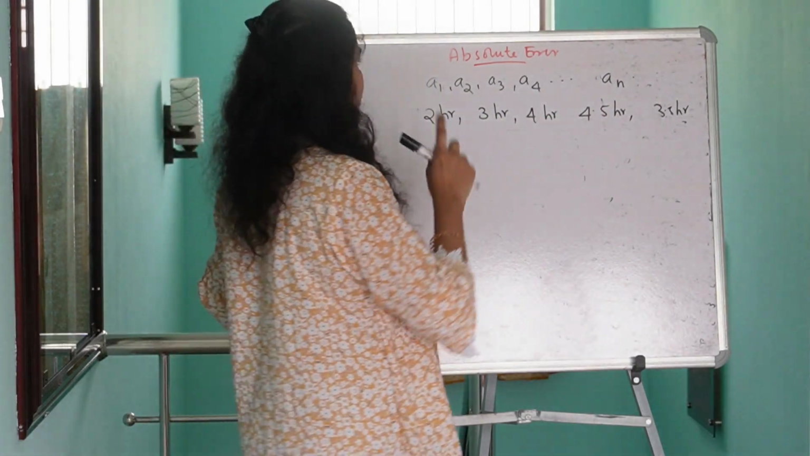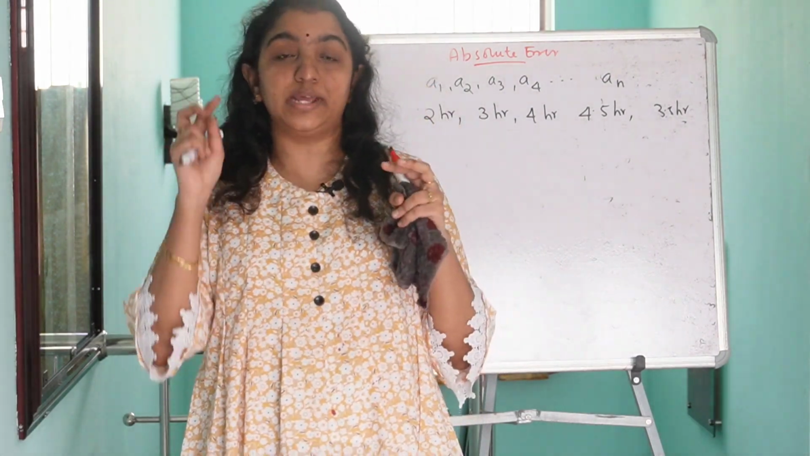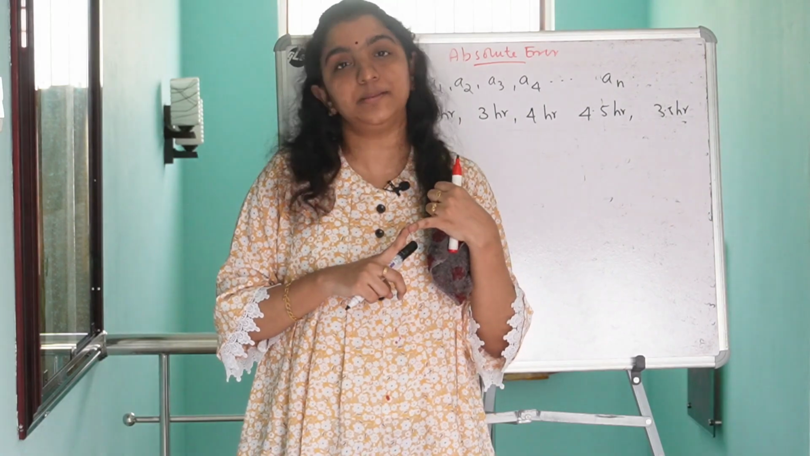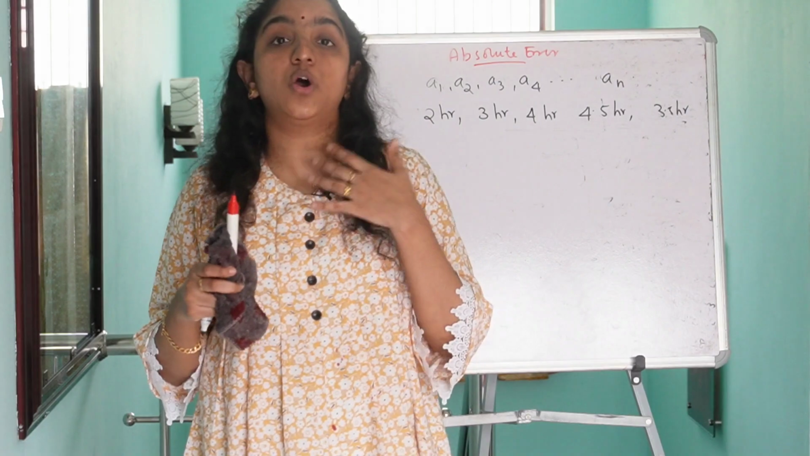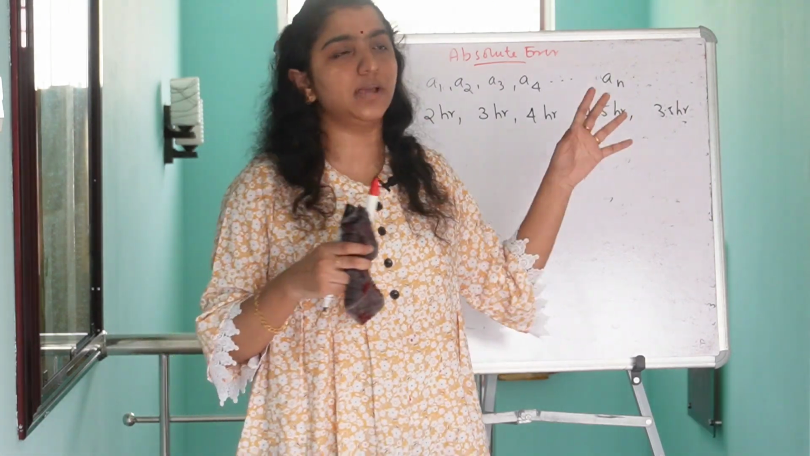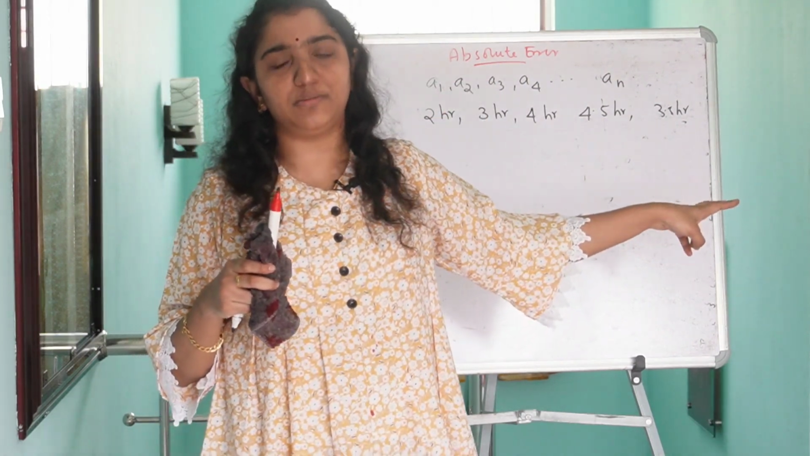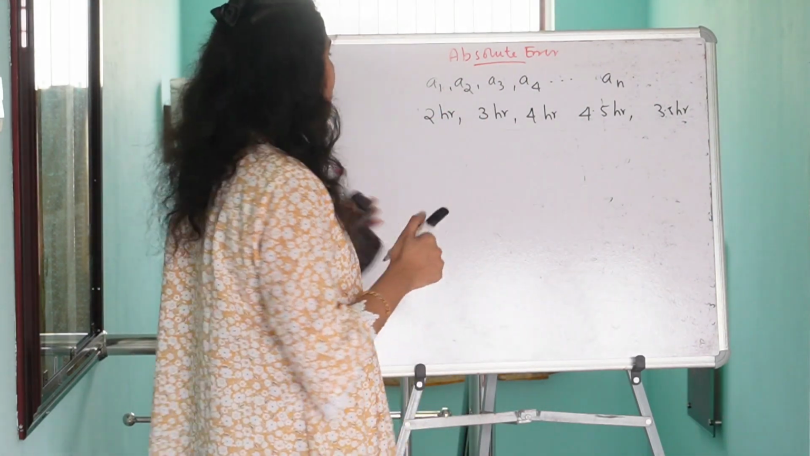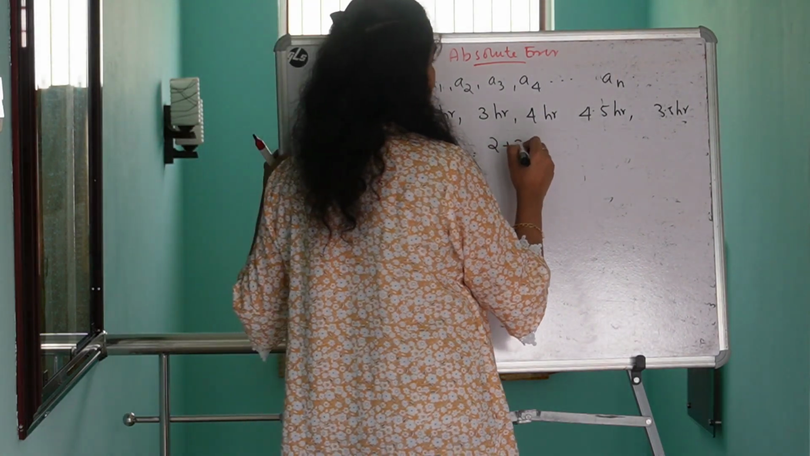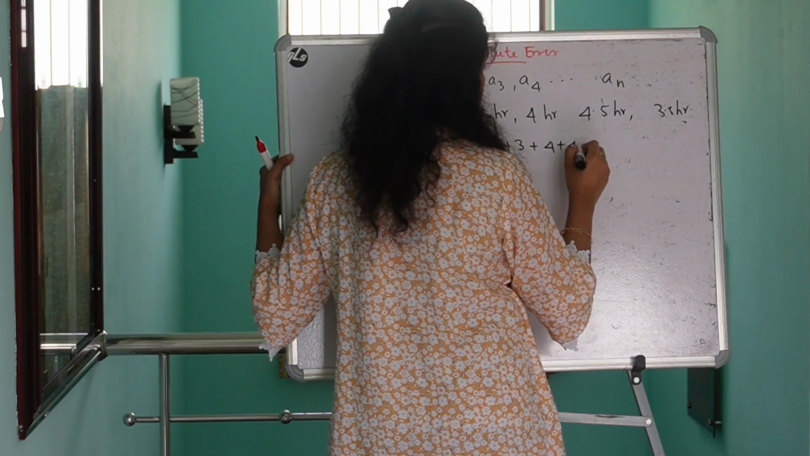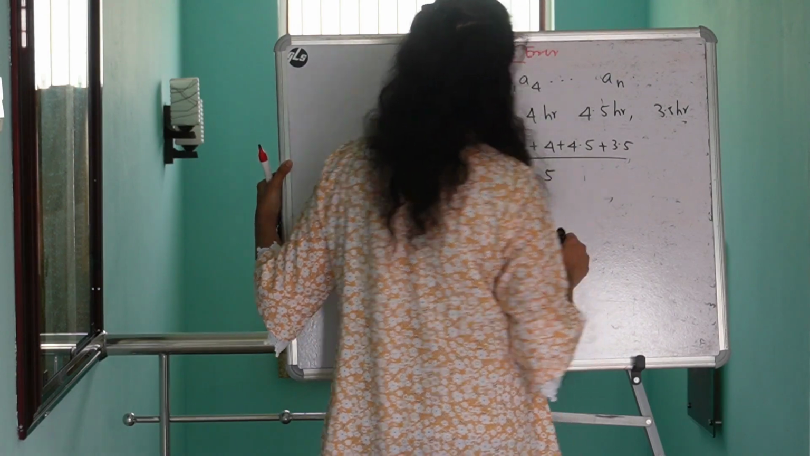So how do I find it? For finding absolute error also, I need two parameters. One is the measured value. I have 5 different measured values, no problem. But I also need the actual value. Here I am not provided with any actual time, so I have to calculate the actual value of the time. So how do I find it? A mean is equal to the sum of all these values divided by the number of values, that is 5.